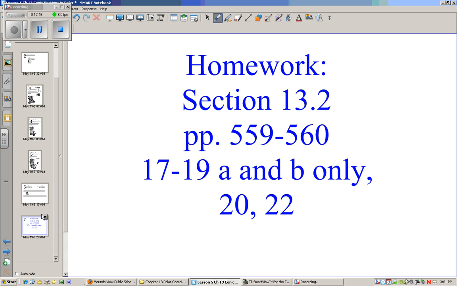All right, hopefully you saw the pattern. This is part of your homework. You should have a worksheet to go along with this.